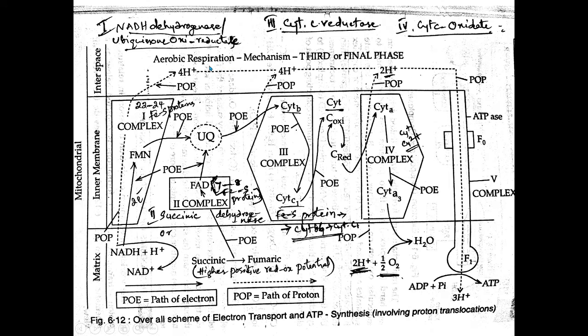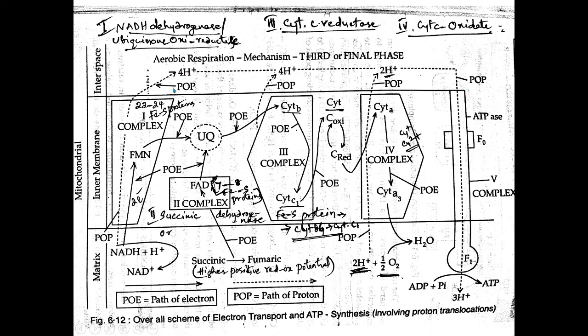Okay, so for every 3 protons, 1 ATP formation takes place. So for NADH, we have a total of 10 protons. Out of 10 protons, 9 protons are used for production of 3 ATP, and for cytosol NADH and FADH, only 6 protons enter into the intermembranal space. So only 2 ATP are formed for cytosol NADH and FADH. How this ATP formation takes place, we will see.